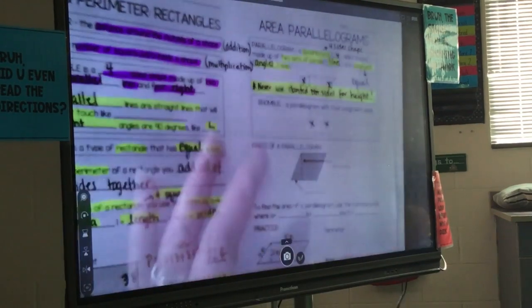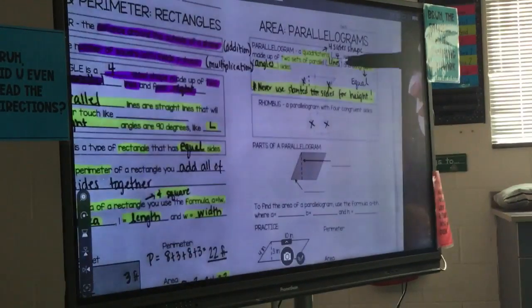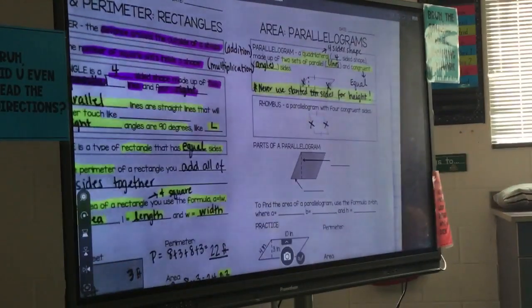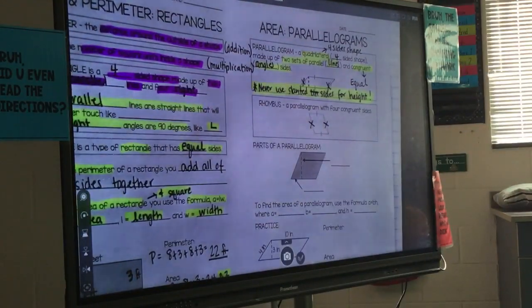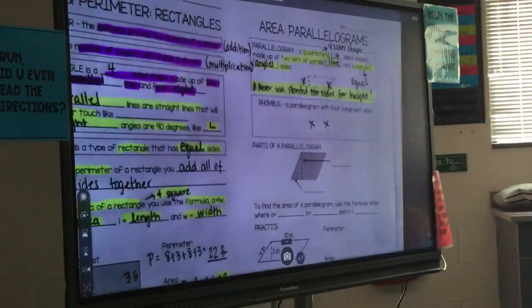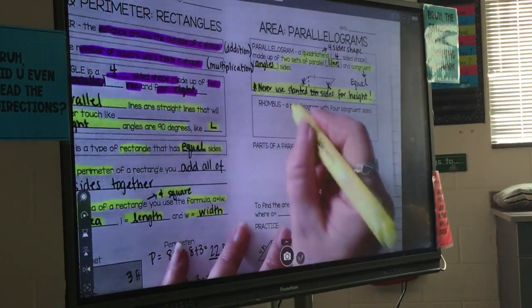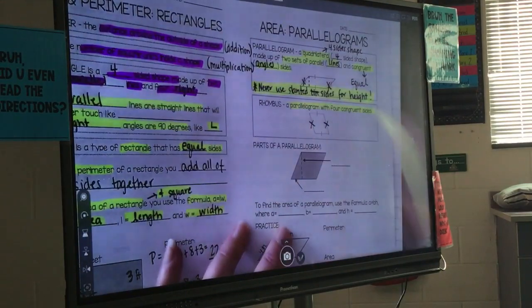And that will be the part that you struggle with when you're doing parallelograms or anything with a slant, remembering that that is not your height. The height is not your slanted line. All right, and then a rhombus is a parallelogram with 4 congruent sides.